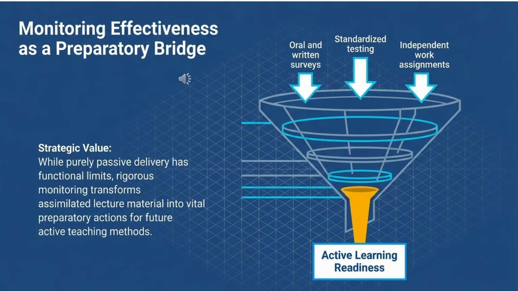The slide on page 11 adds an important qualification. Although passive delivery has functional limits, rigorous monitoring can transform a simulated lecture material into preparation for future active learning. The diagram illustrates this through oral and written surveys, standardized testing, and independent assignments, all converging toward active learning readiness. Accordingly, monitoring should not be regarded merely as control after instruction. It also serves as a bridge between passive reception and subsequent active engagement. In this sense, evaluation becomes preparatory as well as diagnostic.